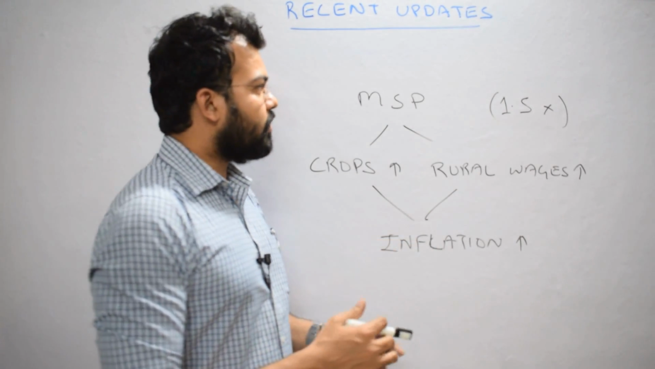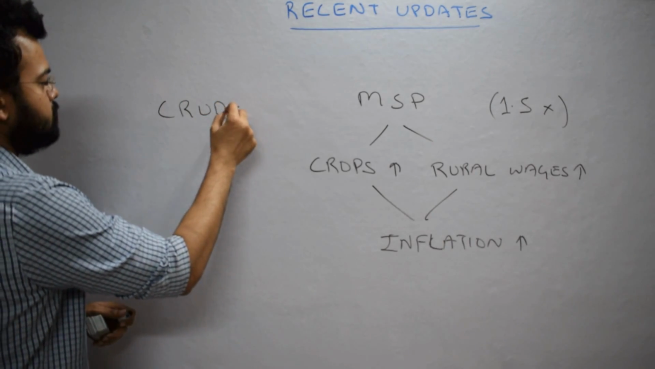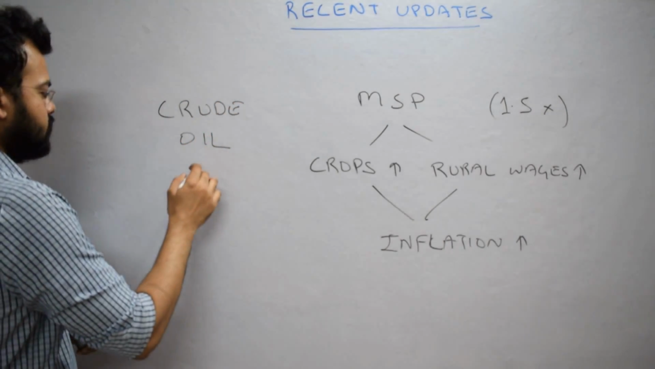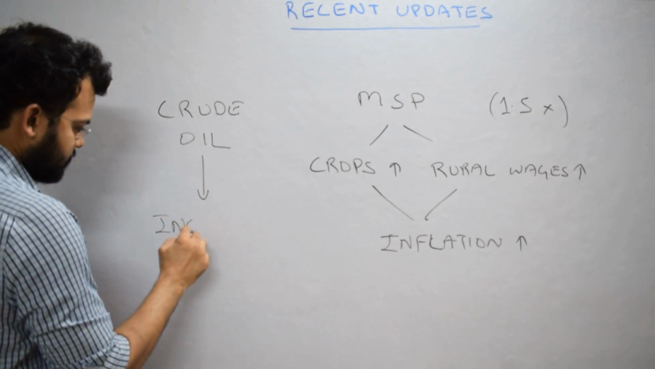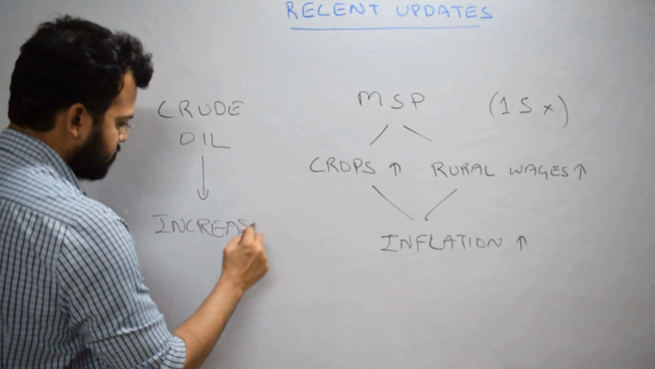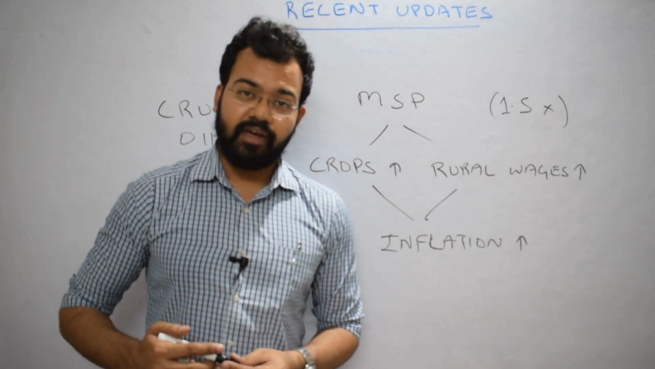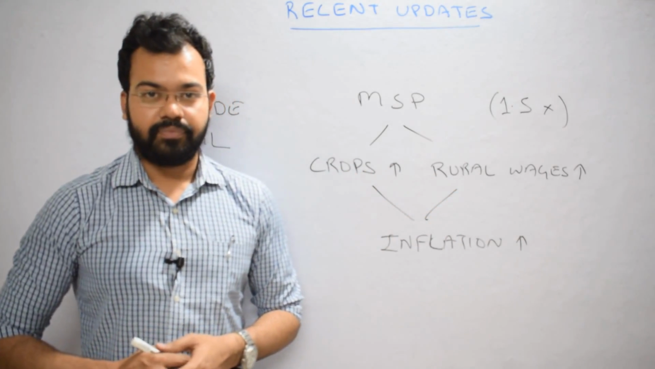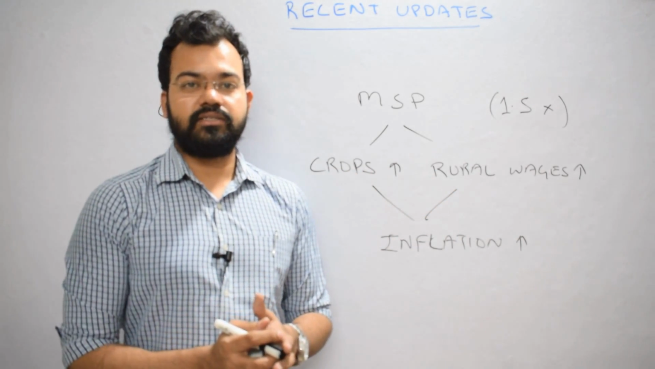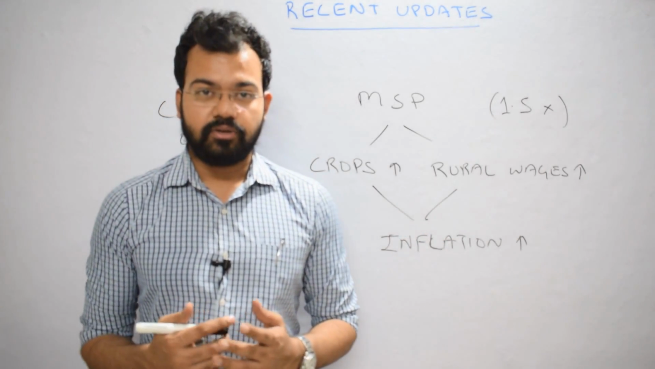Another factor is crude oil. So the MPC highlighted that the increase in the prices of crude oil is also a major factor behind this particular decision of the Reserve Bank of India. Now a lot of central banks around the world were of the opinion that this is a good decision.